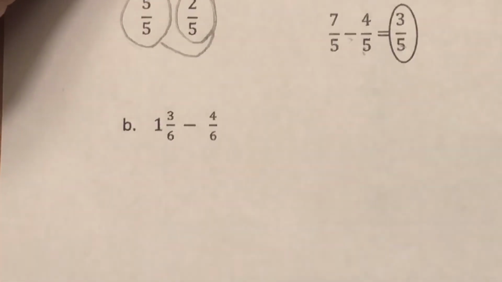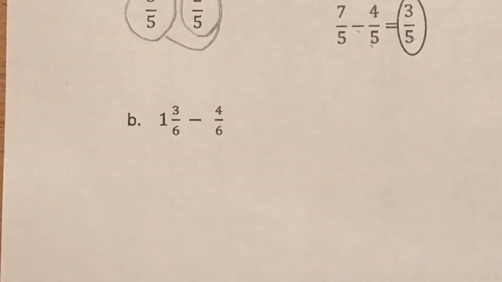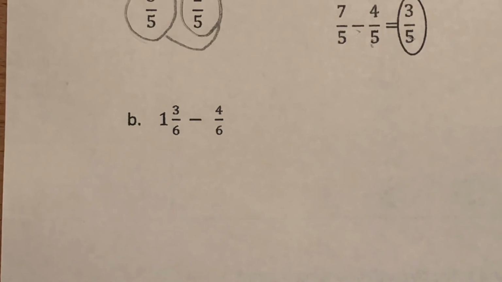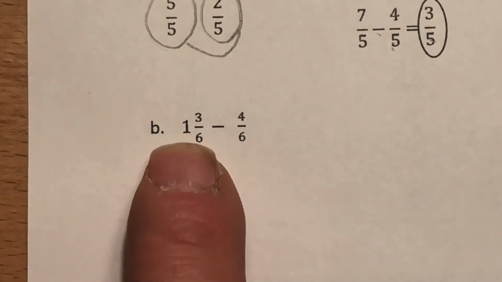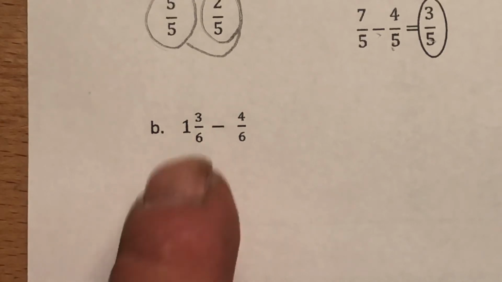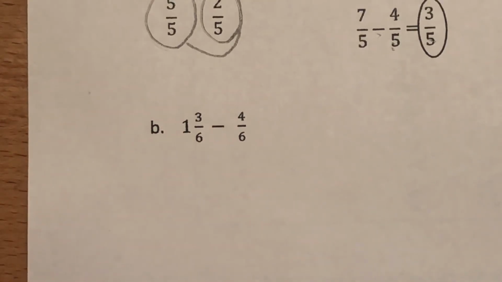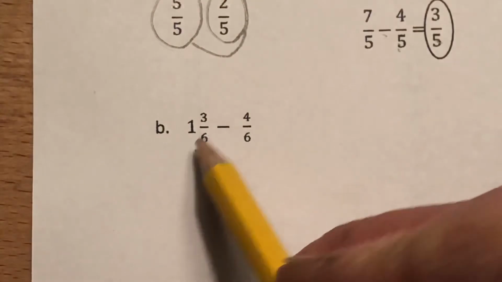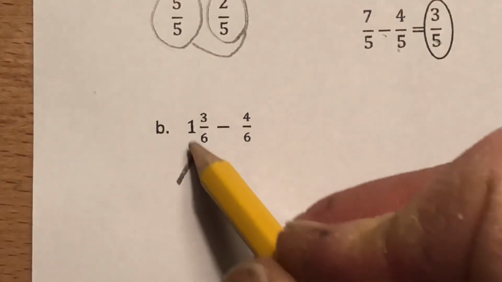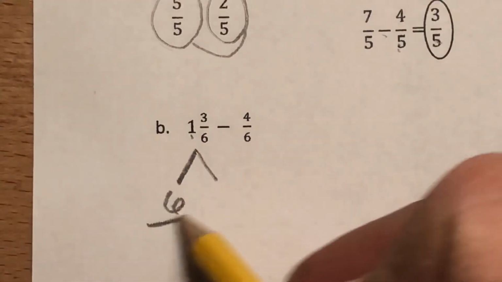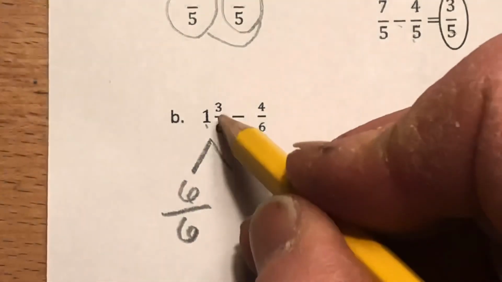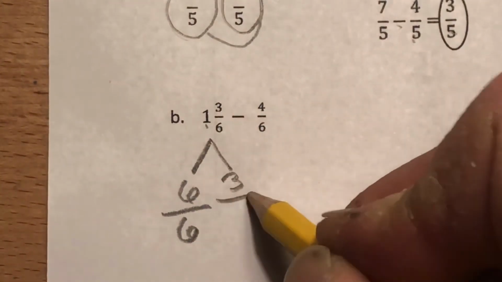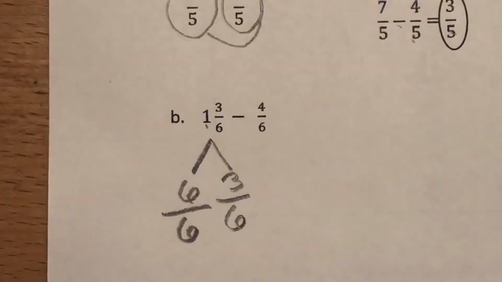So we're gonna zoom in here on B, and I see 1 3/6 minus 4/6, okay? So the first thing that we need to do is change this mixed number back to a fraction greater than 1, where our numerator is going to be higher than our denominator, okay? So I know that 1 is equal to 6/6. Do you agree? I do, right? And that 3/6 is just 3/6, okay?